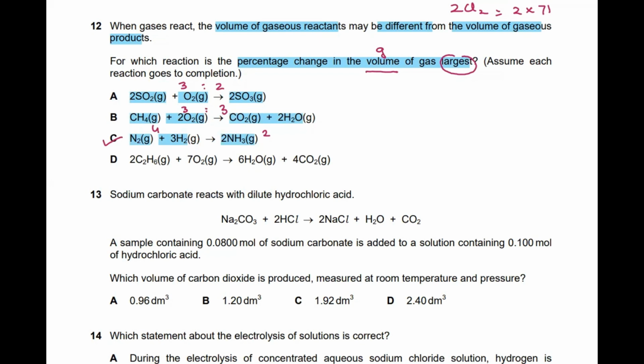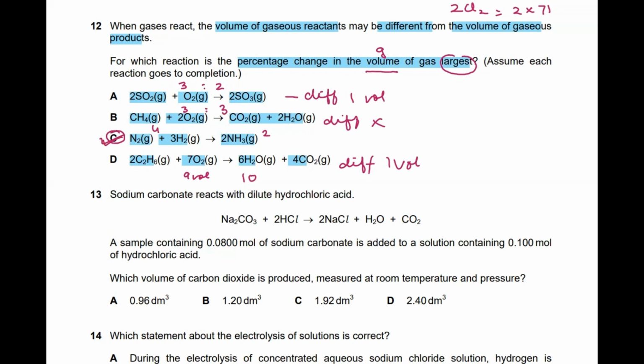The fourth D part as well. We have 2 volumes and 7 volumes. That makes altogether 9 volumes, right? And then we have 6 volumes and 4 volumes. That makes 10. So there's a difference of 1. So here there's a difference of 1. Here there's no difference at all. And here again, there's a difference of 1 volume. So the maximum volume difference is seen in C. So C is the correct answer.